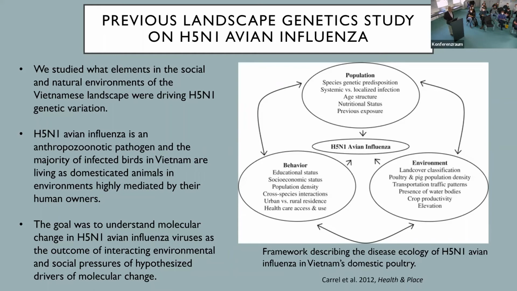And so the goal of this study was to understand the molecular change of H5N1 avian influenza viruses as the outcome of interacting environmental and social pressures on the hypothesized molecular change. So in that triangle, again, you can see a lot of human variables, like human socioeconomic status. In Indonesia, for instance, when H5N1 was floating around, poor people got it more than rich people. And why? Because their chickens were sick and they were poor, so they kept them. They didn't kill them, right? Things like that. So humans are part of this ecosystem.